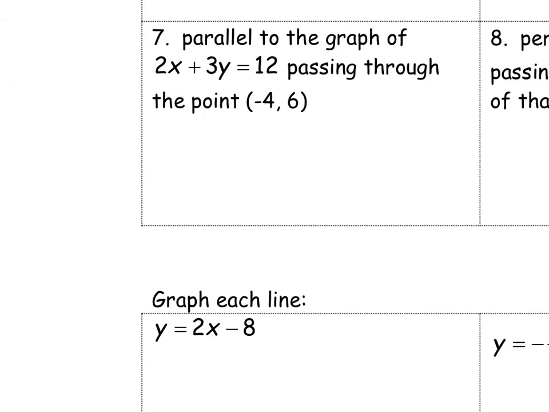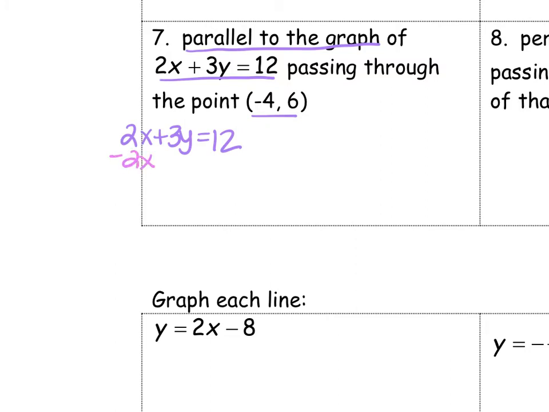In this example, I need to write the equation of a line parallel to the graph of 2x plus 3y equals 12 and passing through the point -4, 6. So 2x plus 3y is equal to 12 is written in standard form, and we can't see the slope of that line from the way that equation is written in standard form. So what we need to do is solve for y to put this equation into slope-intercept form.